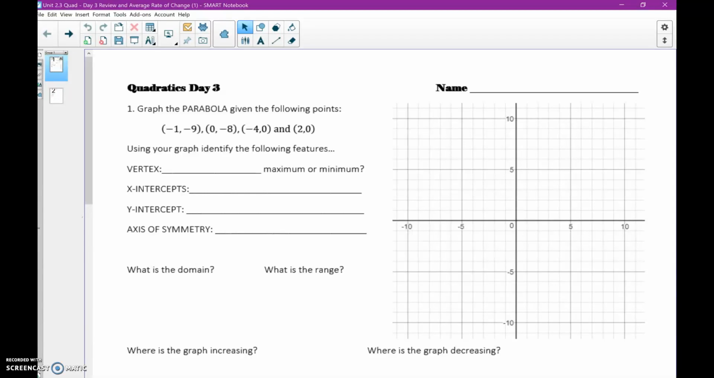Alright, so this is day 3 of our quadratics section. It's a little bit of a review of some of the basics of graphing that you might need to know, or that you will need to know, I guess. And then a couple of things that are a little bit new, like increase, decrease, and then on the back side there's going to be some stuff about average rate of change.